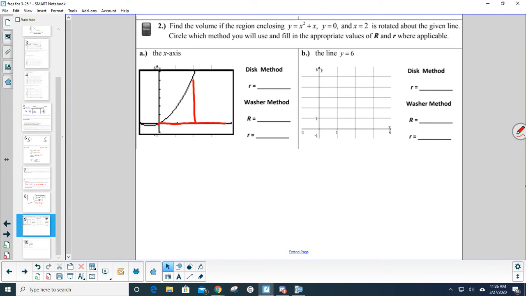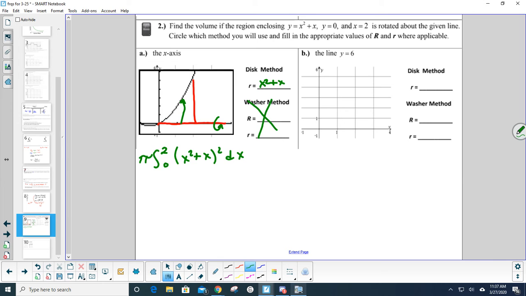Okay. The first thing we're going to do is go about the x-axis. You have to ask yourself when you're looking at it, are you flat against the x-axis? And we are. So we're going to use the disk method. We are going to go from 0 to 2. You're going to put a pi out front, and then you just have an r. Our r is just x squared plus x, going from here to here, and that's what we're going to be rotating around. So I'm going to say x squared plus x, quantity squared, don't forget to do that, dx. And then I go right to my calculator.